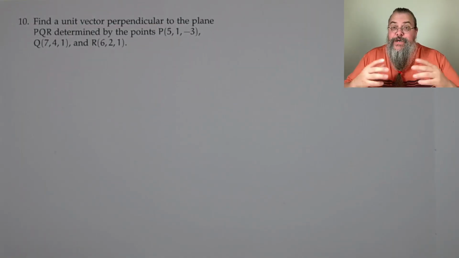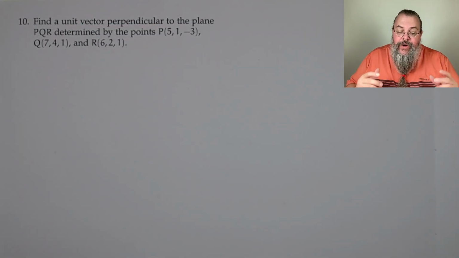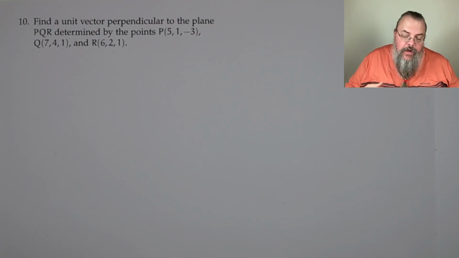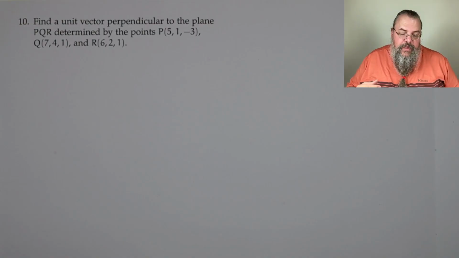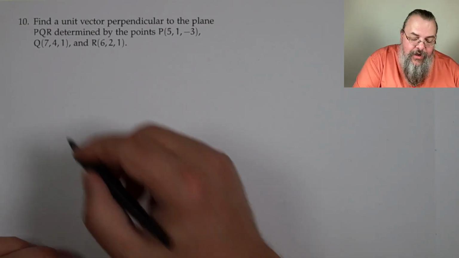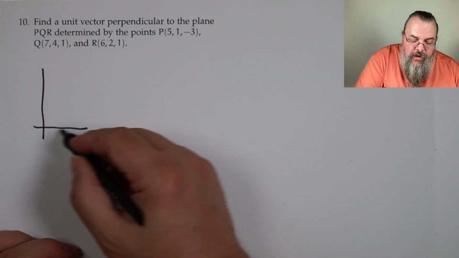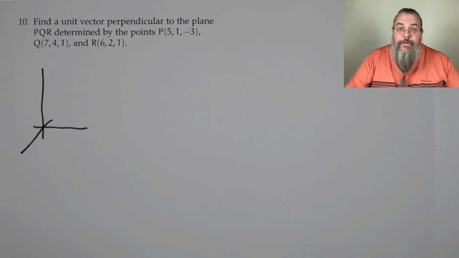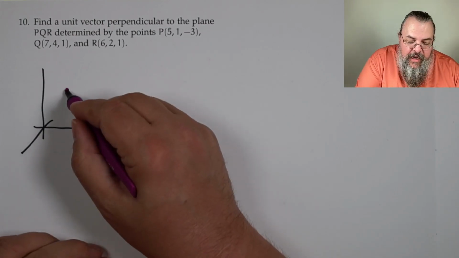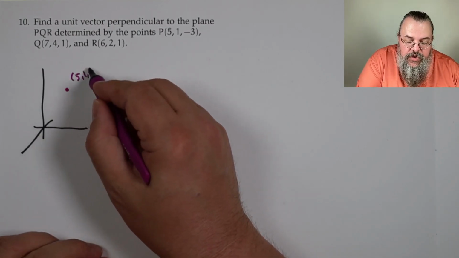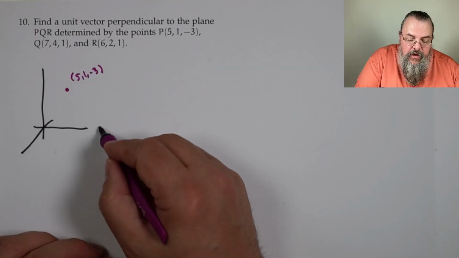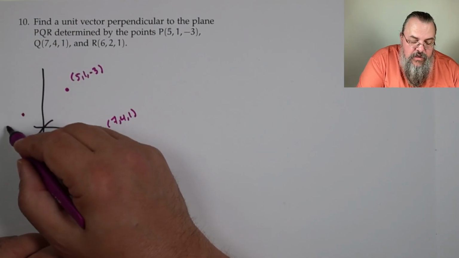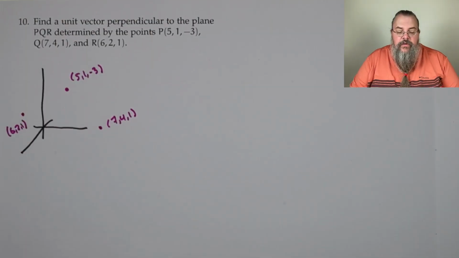Find a unit vector perpendicular to the plane PQR, determined by the points 5, 1, negative 3, 7, 4, 1, and 6, 2, 1. Now, what is this telling us? Well, we're in three-dimensional space, and we have 3 points. So we draw our three-dimensional space, and we mark our points. We don't have to stress too much about being accurate. We're just building up intuition. 5, 1, negative 3, 7, 4, 1, and let's say 6, 2, 1 is over here. So, all right, these are our 3 points.